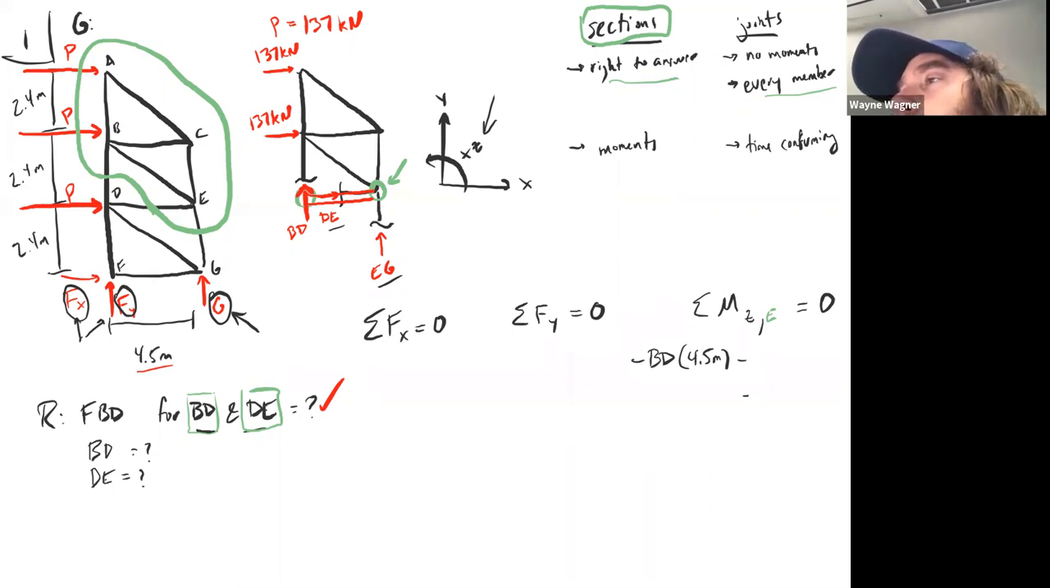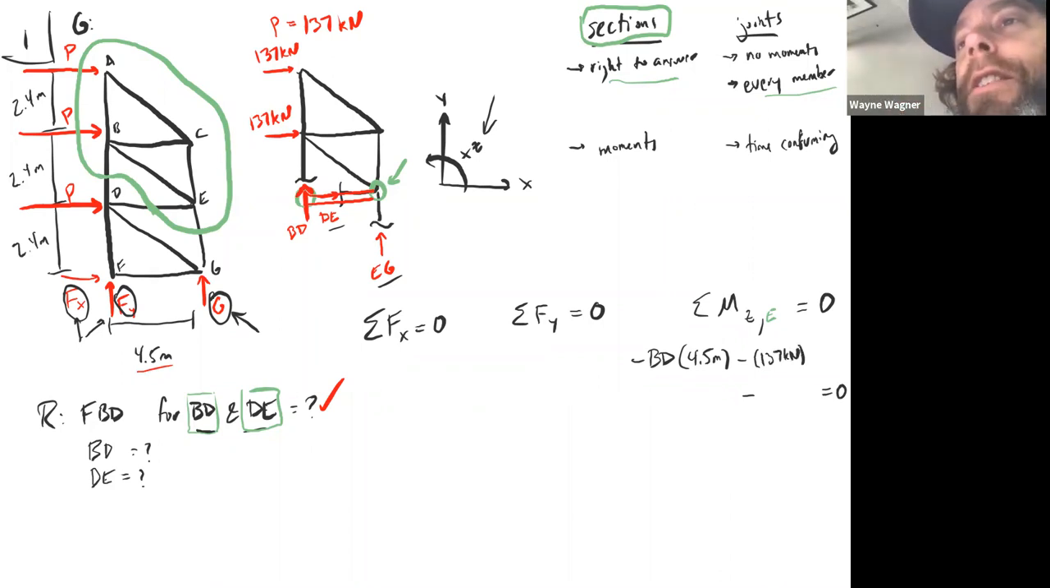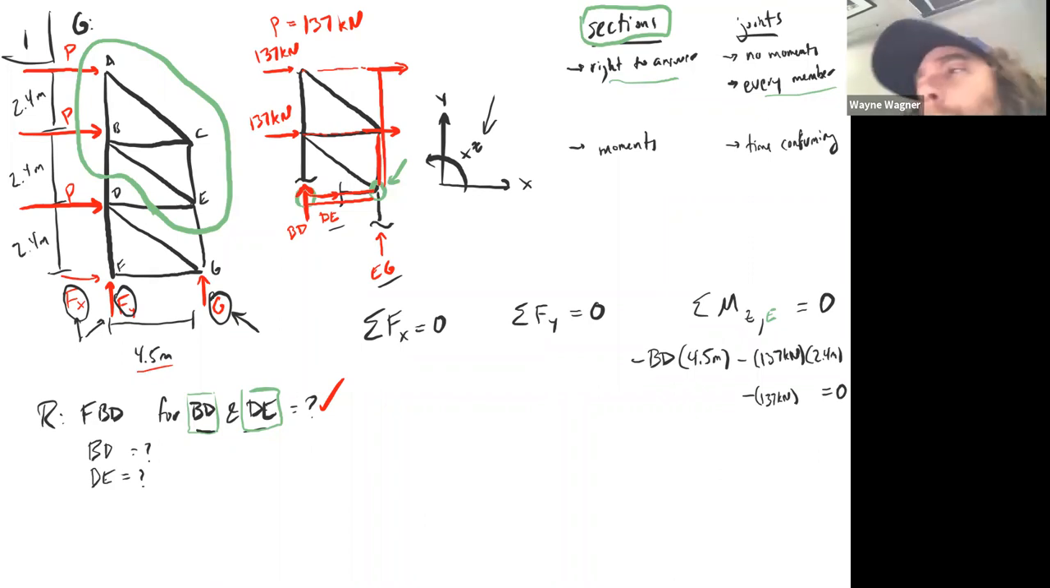Looks like I ran out of space here. Equals 0. And we've got 137 kilonewtons, 137 kilonewtons. Okay, and its moment arm, if I dot it and put it over here, is right here. So that's 2.4 meters. Okay, and then I've got another one, which is 137 kilonewtons. And then its moment arm, if I dot it over here, is this distance right here. So that's 4.8 meters.